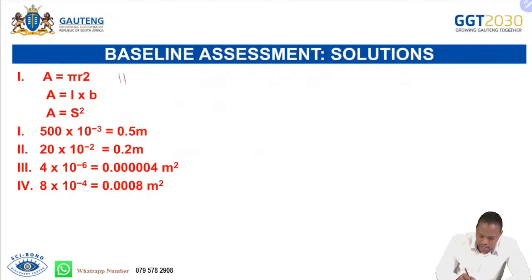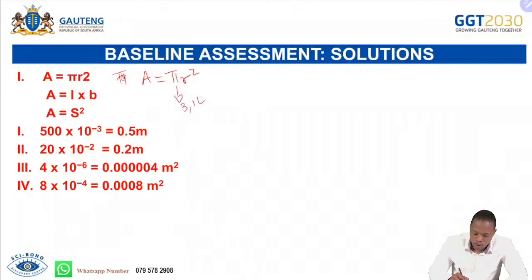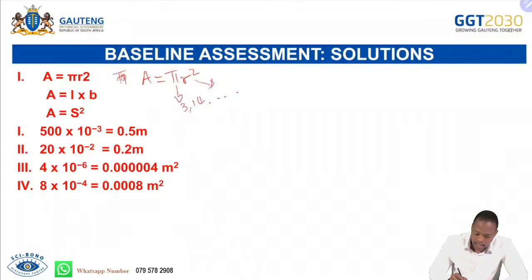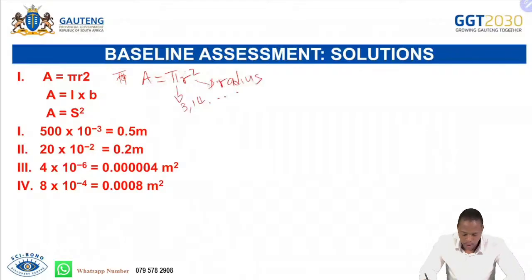Okay, it's actually written like this: area is equal to pi r squared, where pi is just the value 3.14 and some digits after that. And R stands for the radius of the circle. So the formula is given by area is equal to pi r squared.